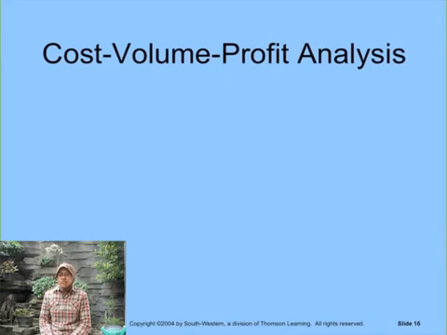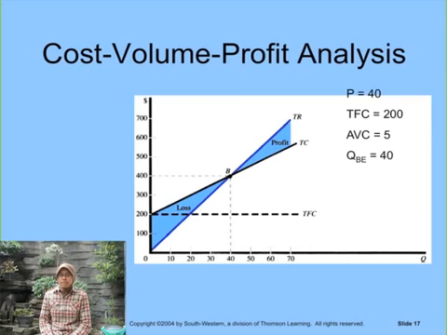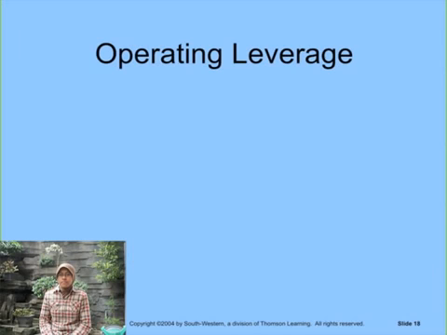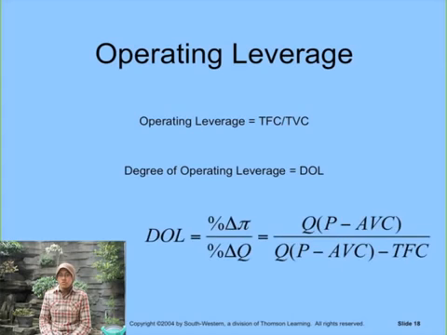Next, cost volume profit analysis. This analysis examines the relationship among the total revenue, total cost, and total profit of the firm at various levels of output. Operating leverage refers to the ratio of the firm's total fixed cost to total variable cost. The higher the ratio, the more leverage the firm is said to have. The responsiveness of the firm's total profits to a change in its output or sales can be measured by the degree of operating leverage, or DOL. DOL equals the percentage change in profit divided by the percentage change in output.